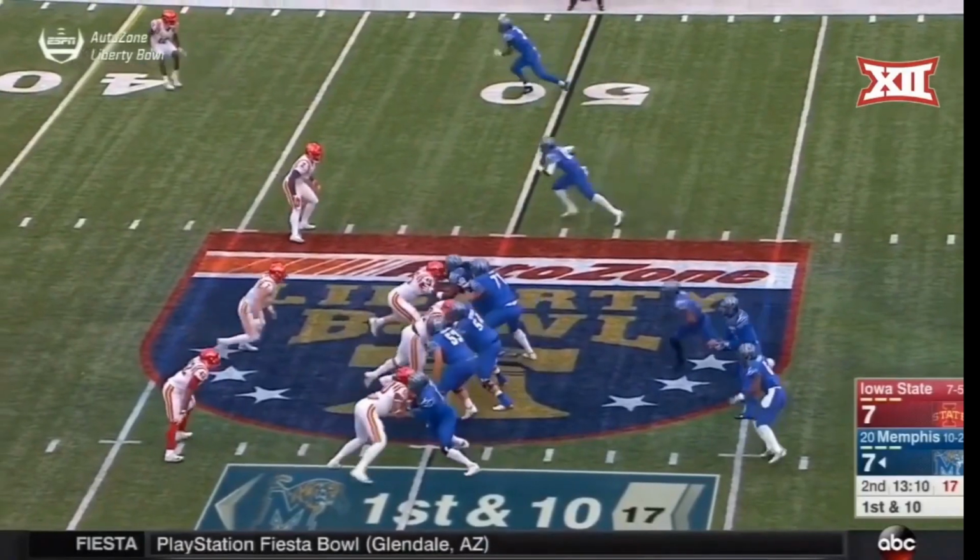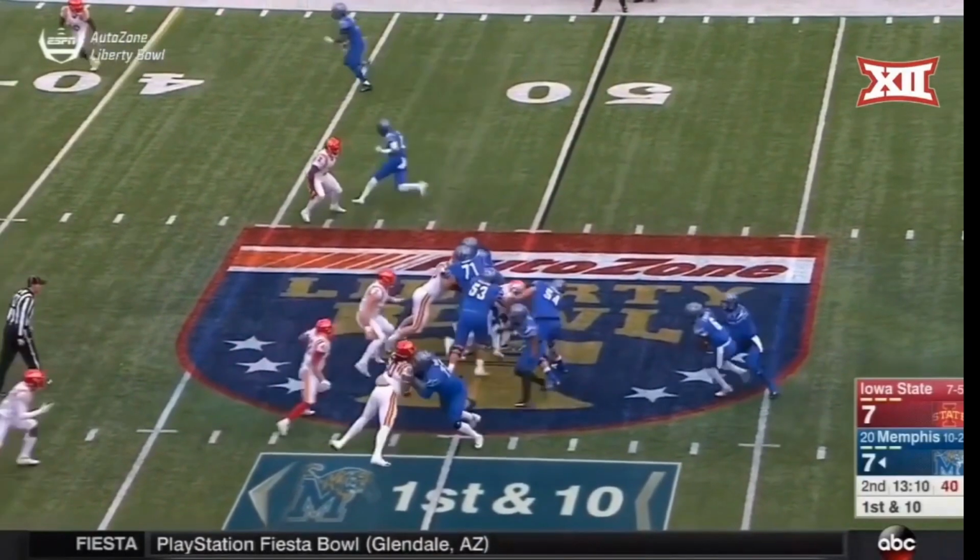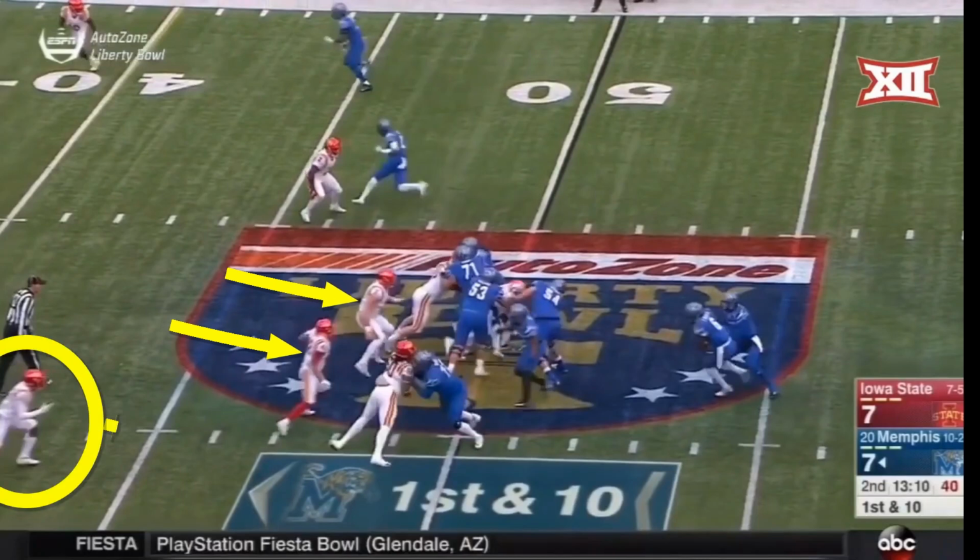They can run some downfield RPOs as well out of this look. The split action draws up the linebackers and the quarterback reads this safety. Since the safety crashes down, it leaves a wide receiver one-on-one on the outside, who the quarterback hits for a big gain.